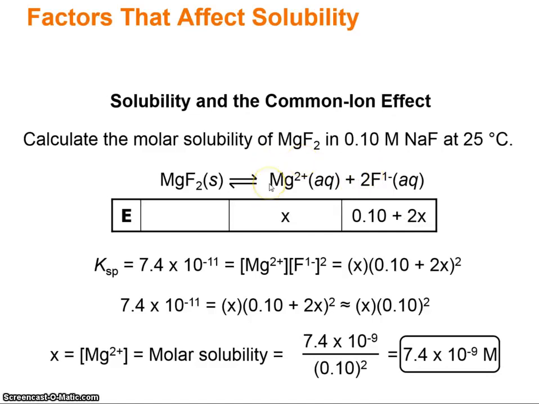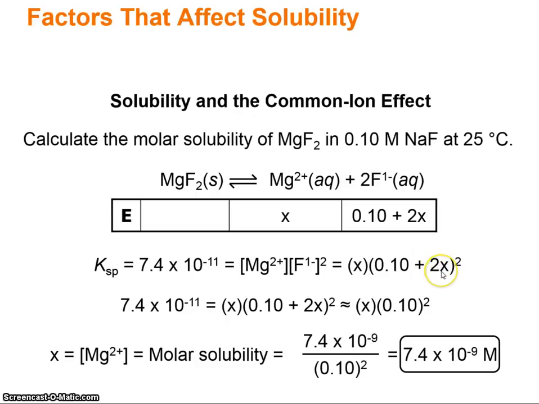So let's calculate the solubility of magnesium fluoride in 0.1 molar sodium fluoride. So I'm going to set it up. Here is my balanced chemical equation. I would set up an ice table. I'm going to skip to the equilibrium line where I've got x, and that's going to be plus 2x, but I've started off with 0.1 molar fluoride to begin with. My KSP is 7.4 times 10 to the minus 11, which is equal to Mg2+ times F minus squared, so x times (0.1 plus 2x) squared.